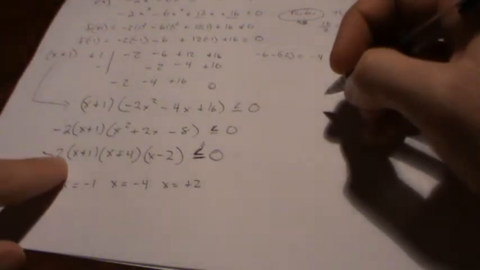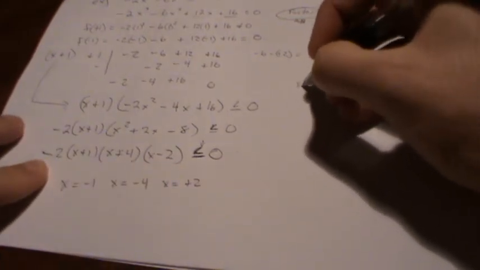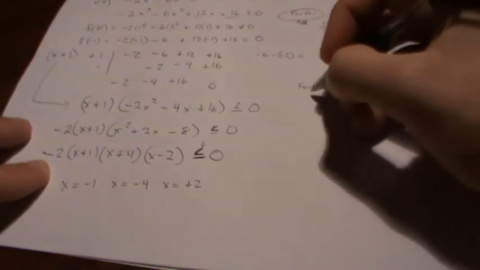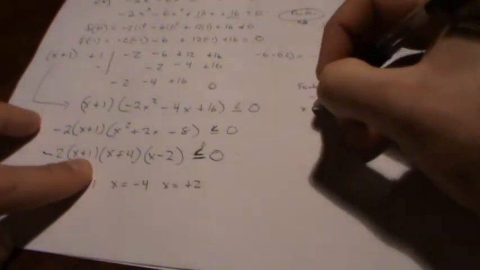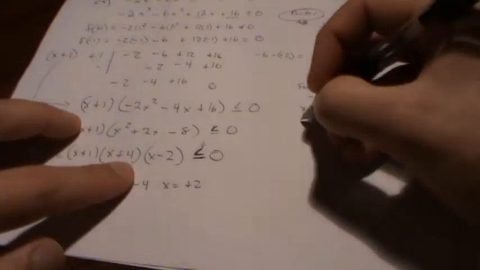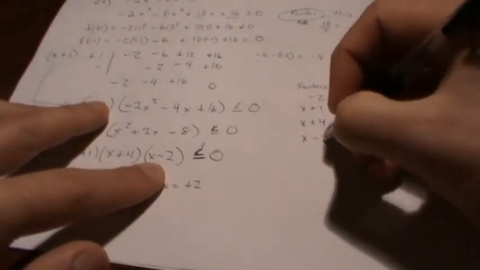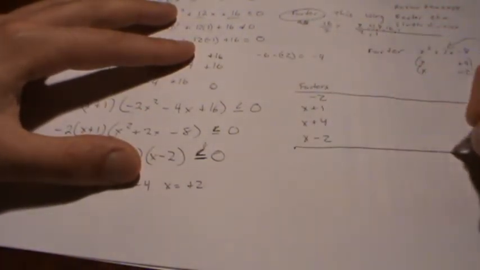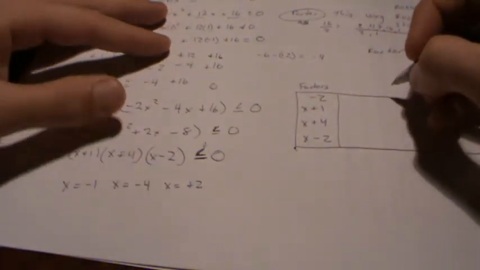And so what we do is we write down all of the factors here. So the factors are negative 2. Don't forget to write down any numeric factors as well. x plus 1 is a factor. x plus 4 is a factor. And x minus 2 is a factor. And you make a chart. Okay?